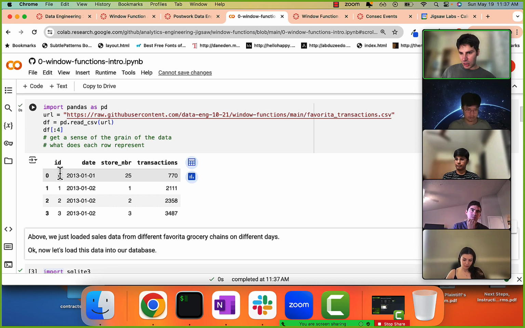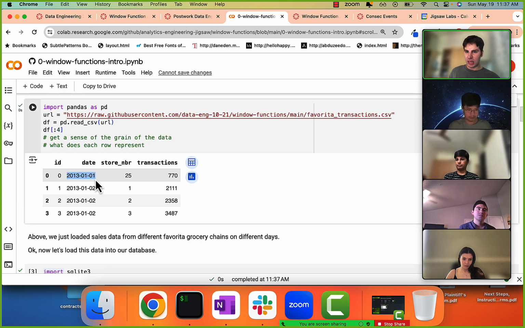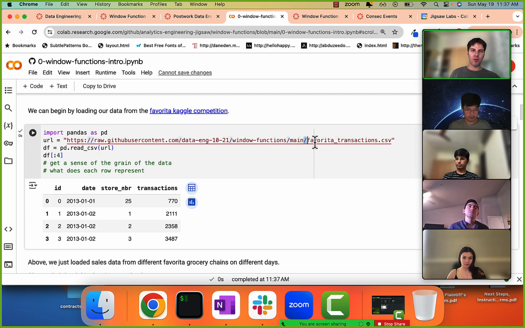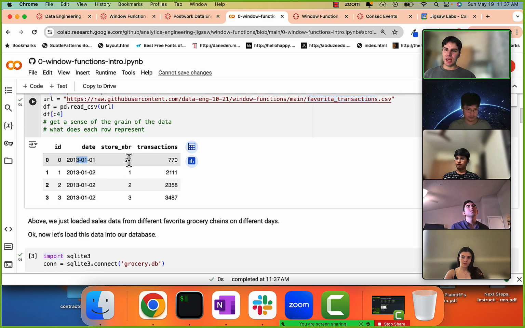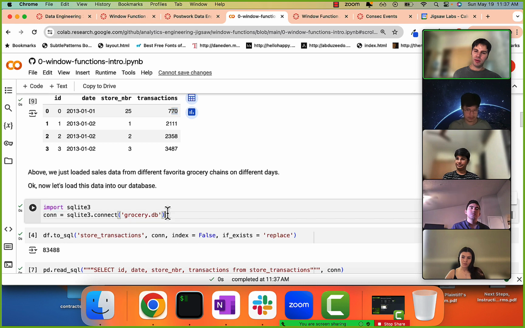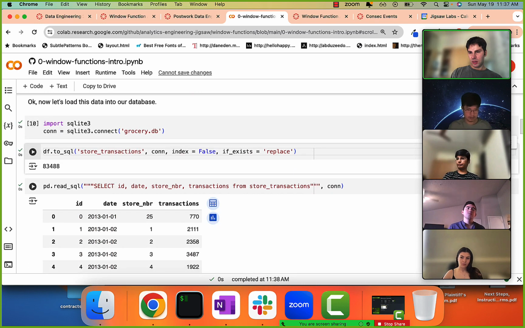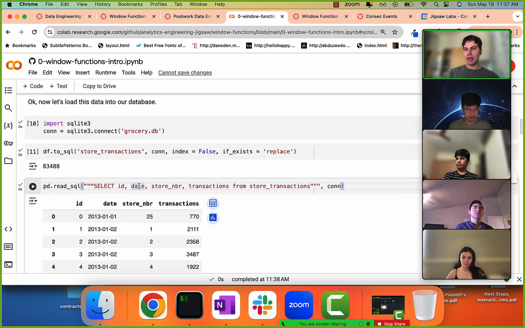So the grain of the data is each day for a different store, right? You can imagine this is Favorita, I think they're a grocery store. So for each day, say there's 25 different retail stores, how many transactions were there for each day? So this is per store, per day. For each store, for each day, how many sales were there? Cool. So we just save this to SQL.